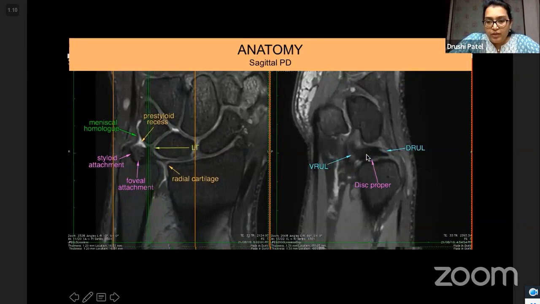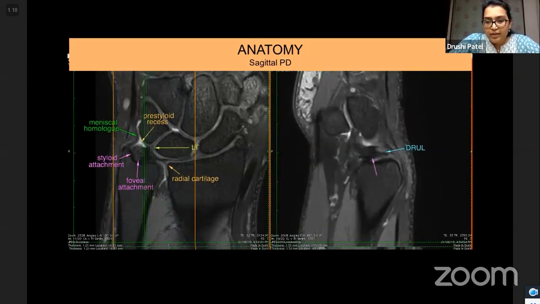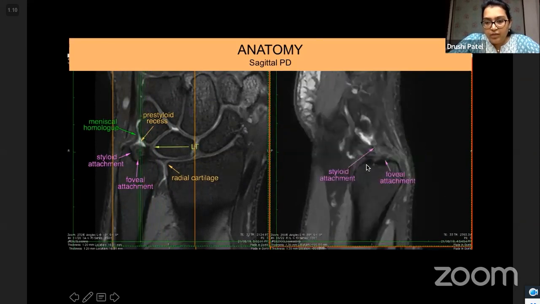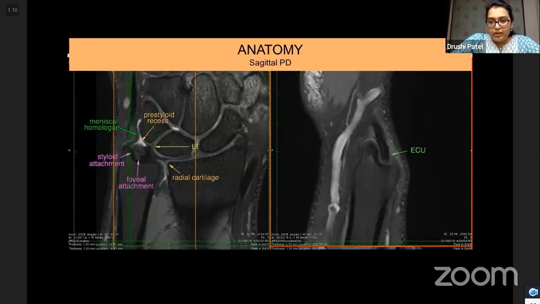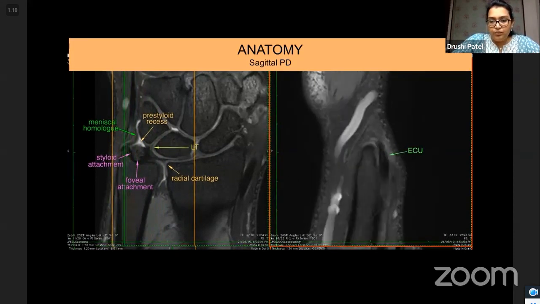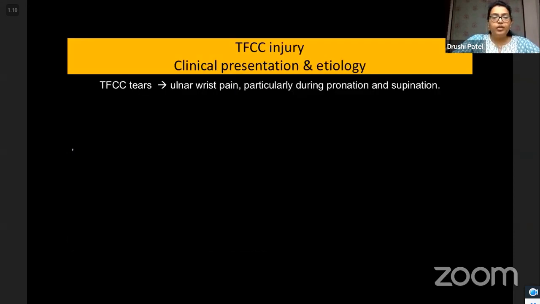Now tapering towards its apex, you can see a part of the ulnar styloid process, and that's how it attaches at this styloid attachment, whereas that was the foveal attachment. Foveal attachment. And now the styloid process and ECU. So once you've got your anatomy right, let's have a look at the TFCC tears.